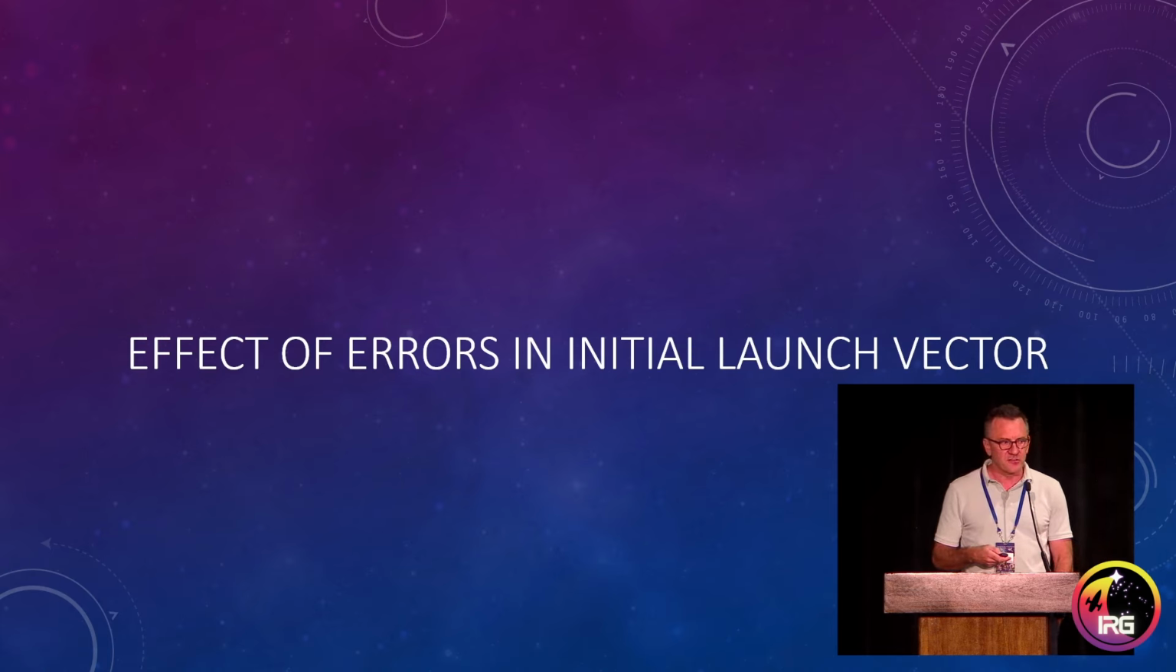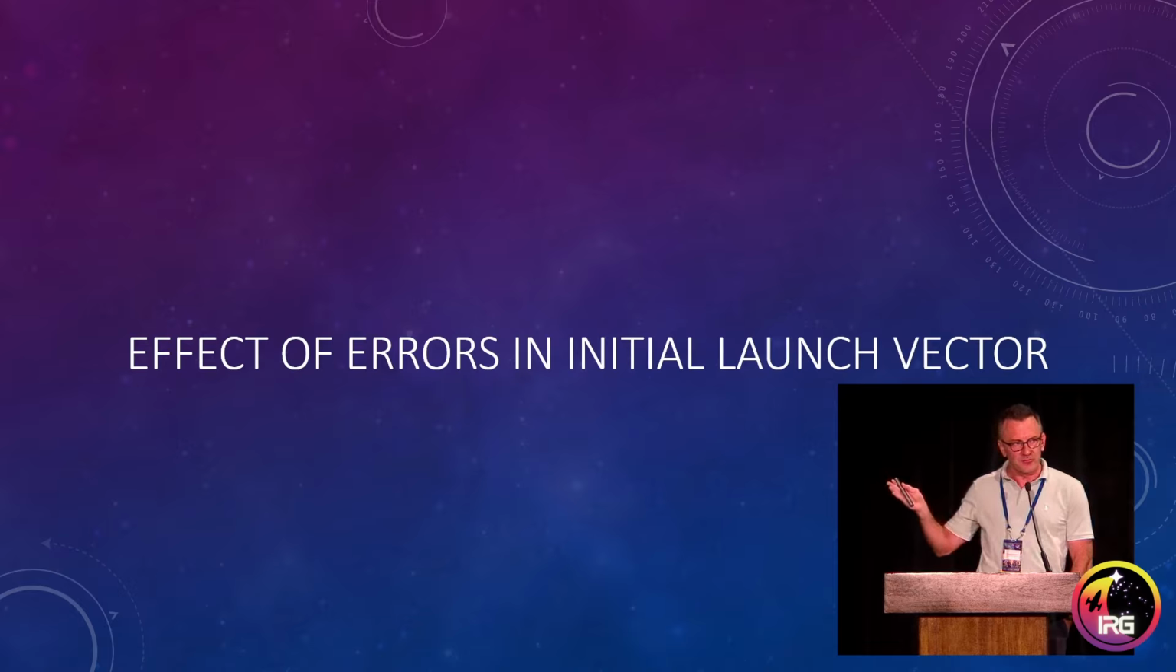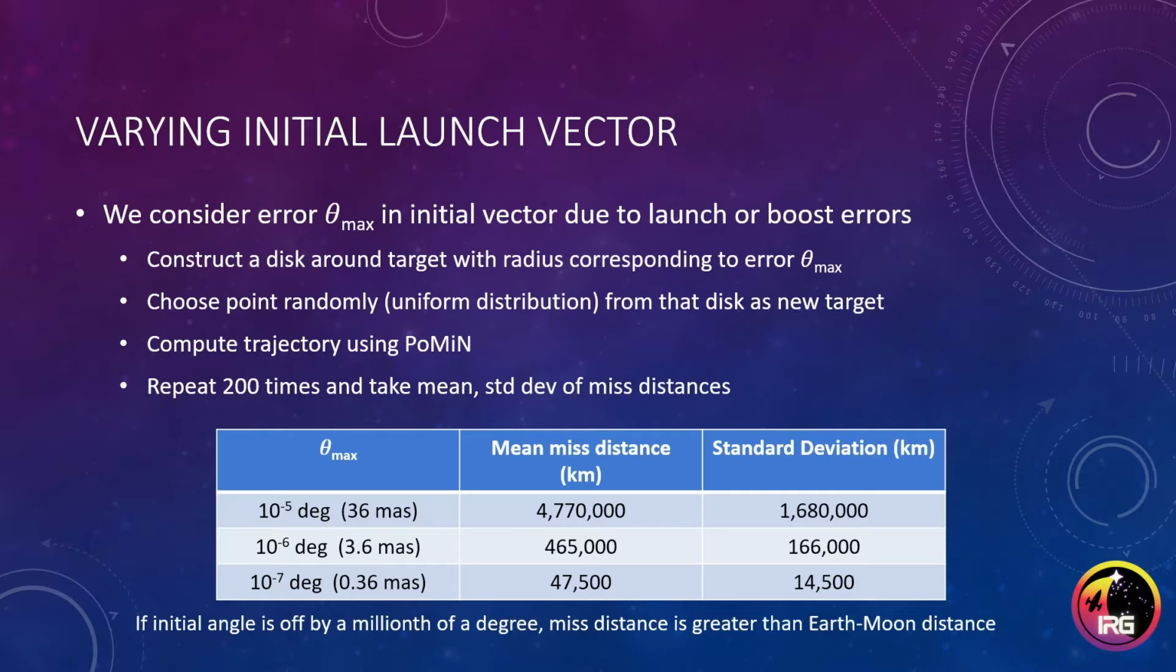Lastly, we considered errors in the initial launch vector. What I've talked about so far is the ideal launch case where we know what our target is. We figured it out using this fine-tuning method that we've developed. We know what our initial velocity vector should be, but what's the guarantee that we're going to hit that initial velocity vector perfectly? What if there's an error in the launch itself? So we considered that as well. Consider an error theta max in the initial vector. That error theta could be due to any error during the launch or the boost phase of the spacecraft.